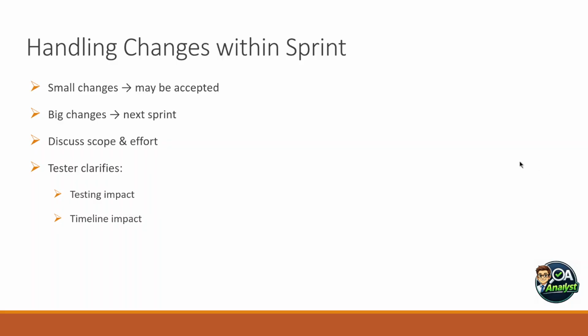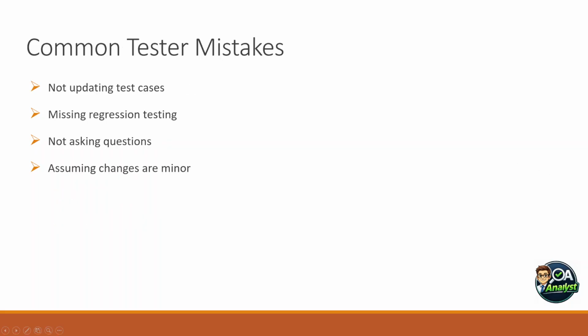Some common mistakes testers make are not updating the test cases after a change, missing the regression testing, assuming developers will handle everything, and not asking questions during the refinement. So change management fails because of silence.